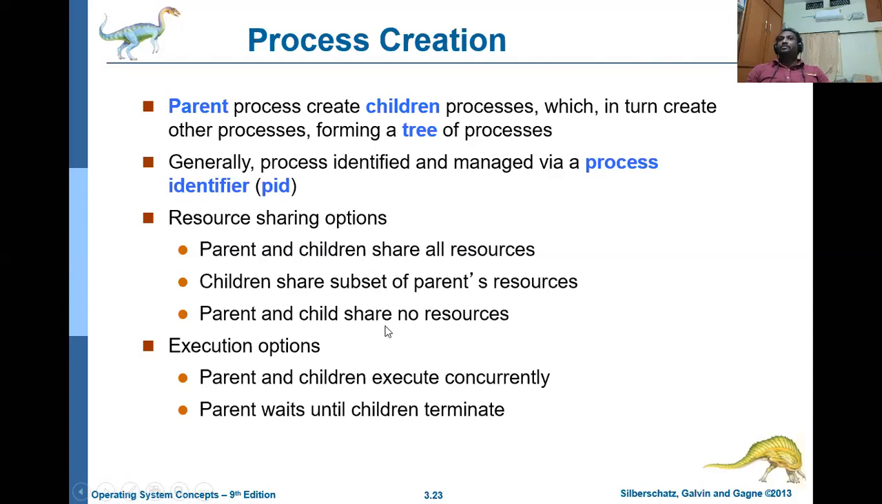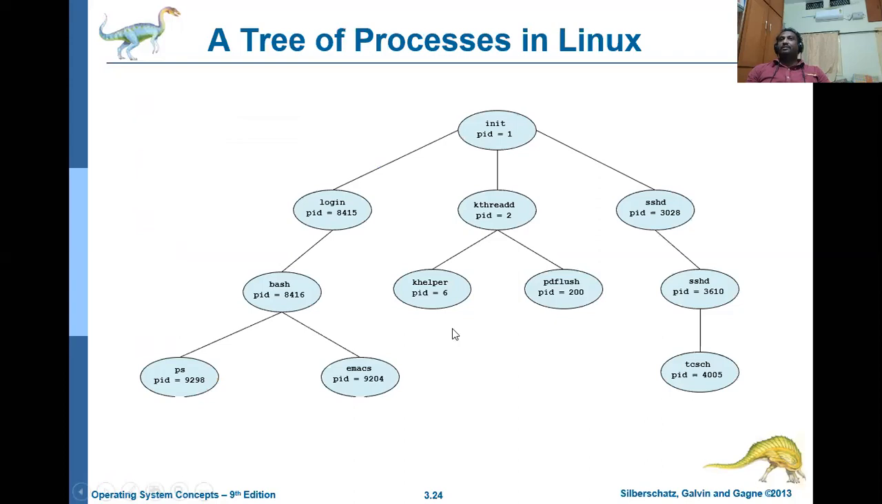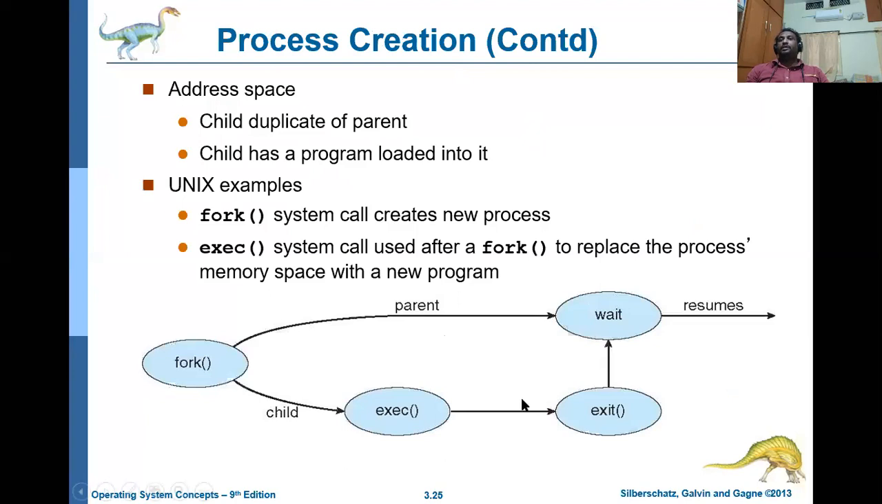While sharing the resources, we have three options. While executing, we have two options. Here, as I have shown, these are simple examples of process creation. How does it happen? Normally, process creation will be in the form of a tree structure. You might have seen hierarchical inheritance. Remember hierarchical inheritance in C++? In Java also, so it is of similar nature.